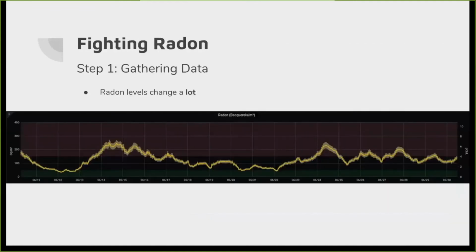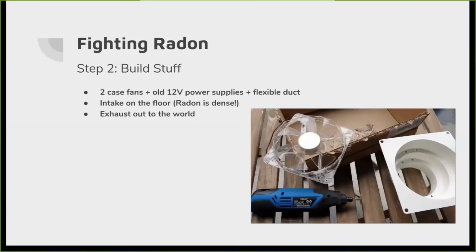But back to the radon. Using the graph, it's easy to see that radon levels change a lot over time. Even during the course of a day, it can go from quite high, over 200 becquerels per cubic meter, to under 100, which is fairly safe. This confirmed that I really should do something to drop my risk of getting cancer.